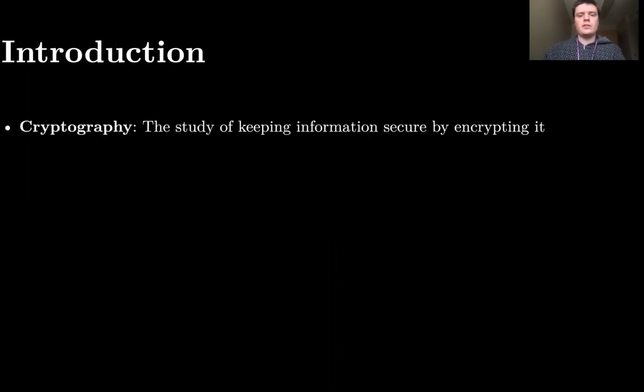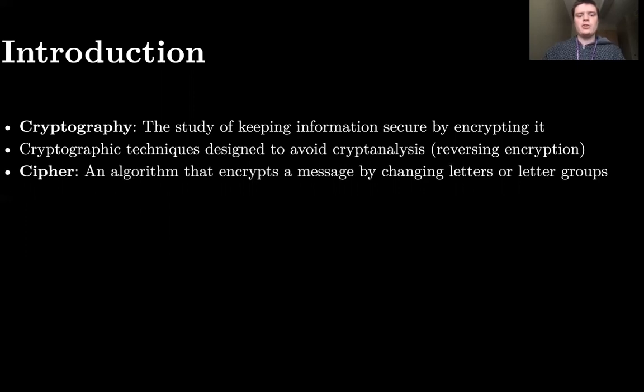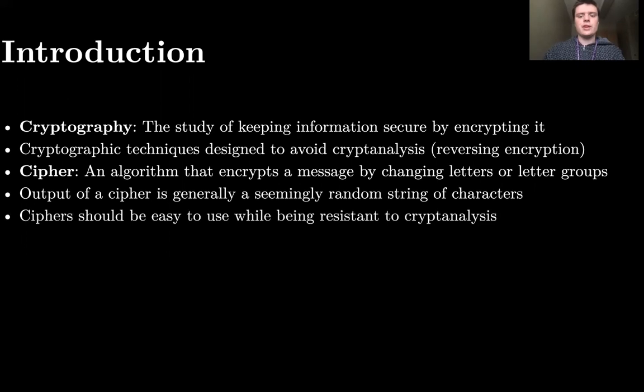Cryptography is the study of keeping information secure by encrypting it. Cryptographic techniques are generally designed to avoid what's called cryptanalysis, which is when you can reverse encryption in order to recover the original message. A cipher is an algorithm that encrypts a message by changing its letters or letter groups. The output of a cipher will generally be a seemingly random string of characters. Ciphers should generally be easy to use while being resistant to cryptanalysis.